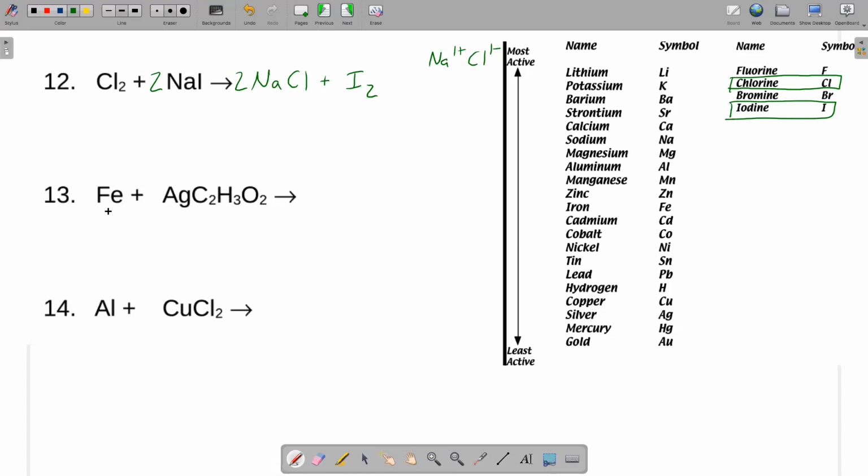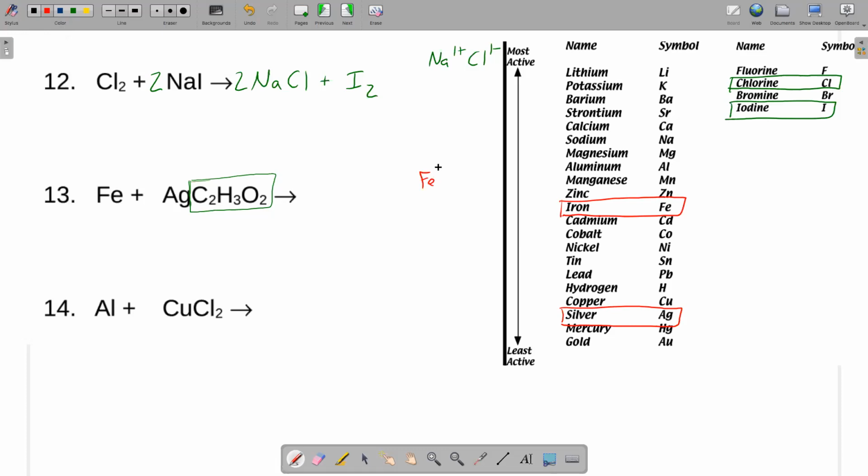And then 13, you've got iron, and this is silver acetate. This C2H3O2 that you find on the periodic table as the acetate anion, when that's with hydrogen, that makes vinegar. But here we've got iron and silver. So we're going to compare iron and silver. Iron is here and silver is down there. It's always whichever element's by itself. If that's above the element it would replace, then the reaction takes place. Iron is the single element and it's above silver, so you get a reaction.